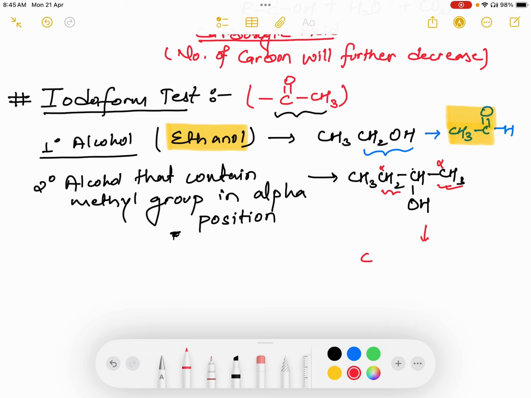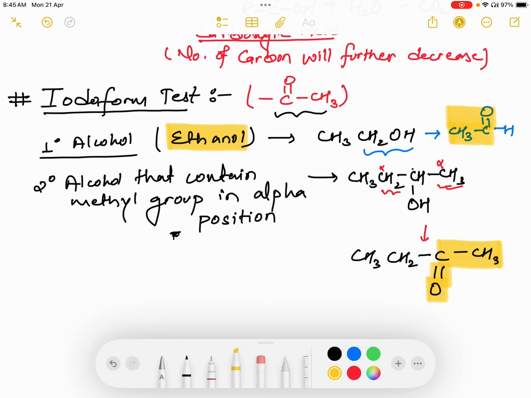It may transform into a ketone after oxidizing, and it will give us something like this: CH3, CH2, C double bond O, and here you will have a CH3. So can you observe this C double bond O CH3 group? Yes, it will give a positive iodoform test.